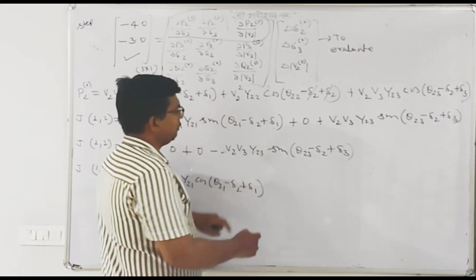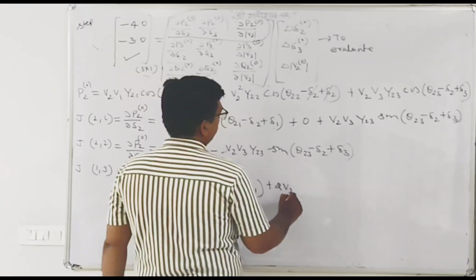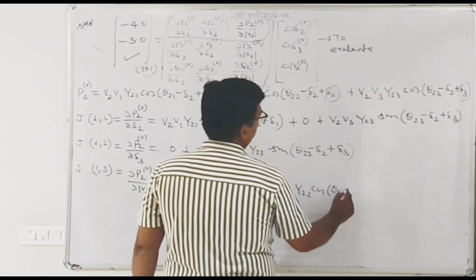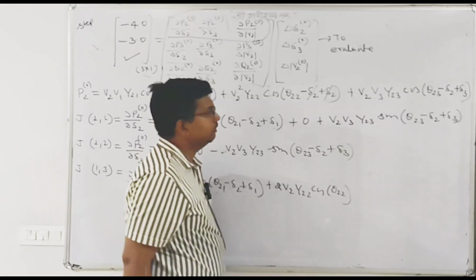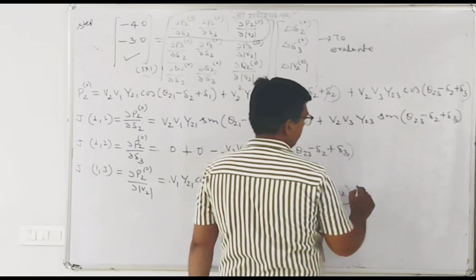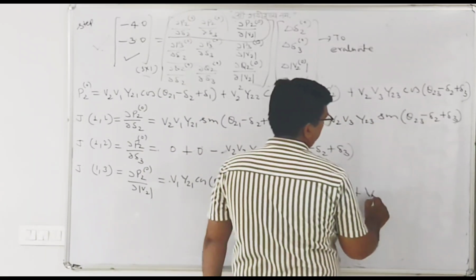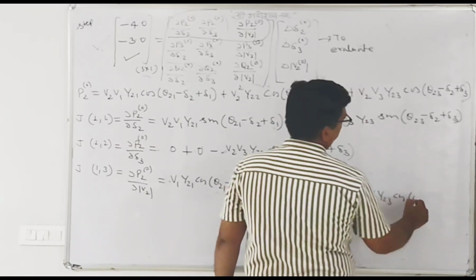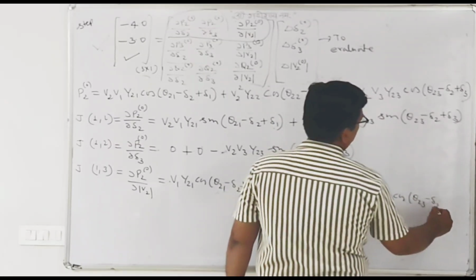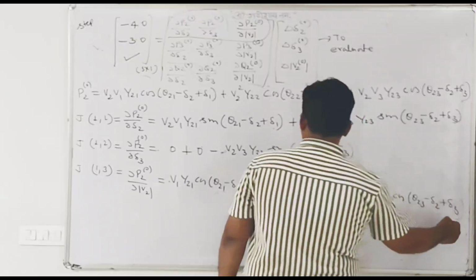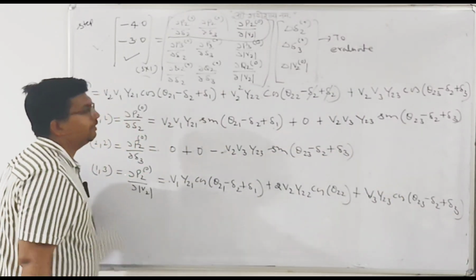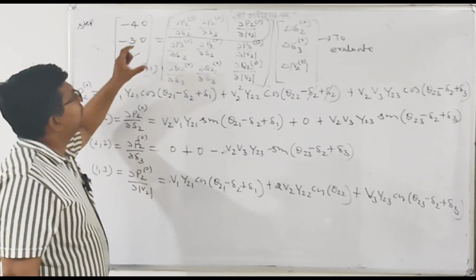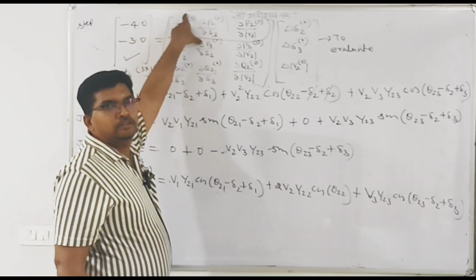Now what is the differentiation of V2 squared? 2V2 Y22 cos of theta 22, because this delta 2 is cancelled out. Now, with respect to V2, this V3 Y23 cos of theta 23 minus delta 2 plus delta 3. This is the way of determining the first row elements of the Jacobian matrix.